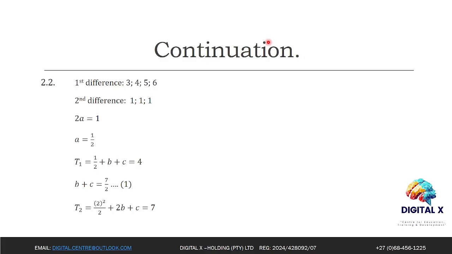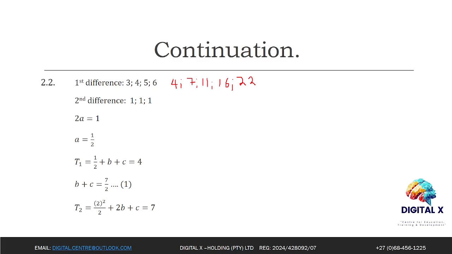Now the next question says you should determine the general term, or rather the nth term, of the quadratic pattern. But before that, let me quickly rewrite the terms of our sequence, and they are as follows. We have 4, we have 7, 11, 16, and lastly 22.